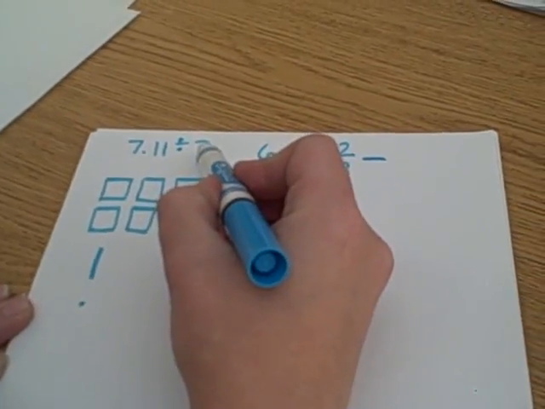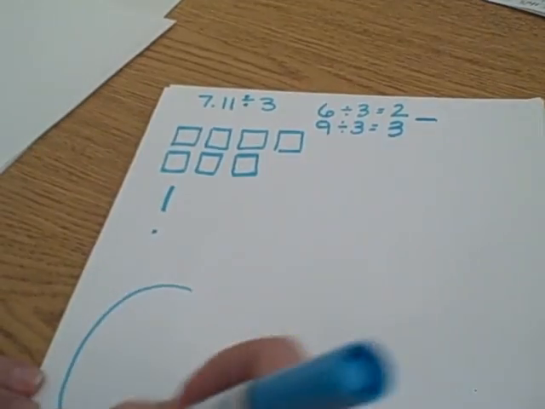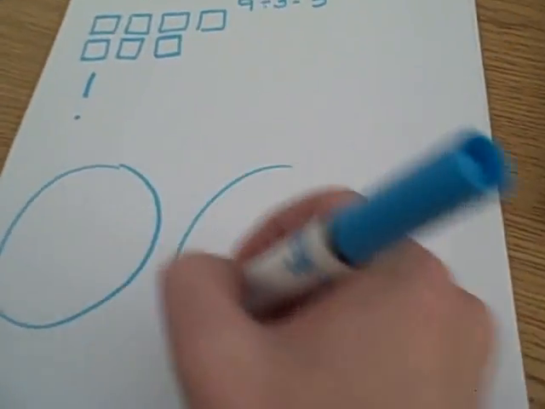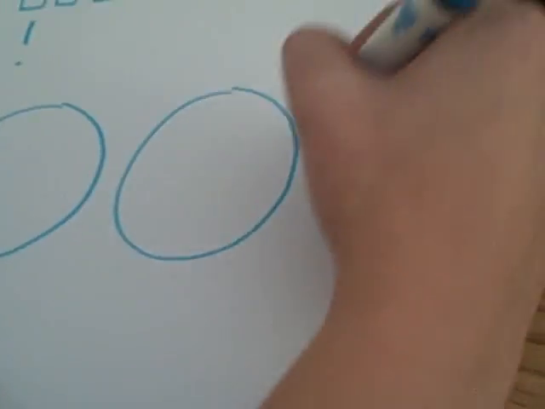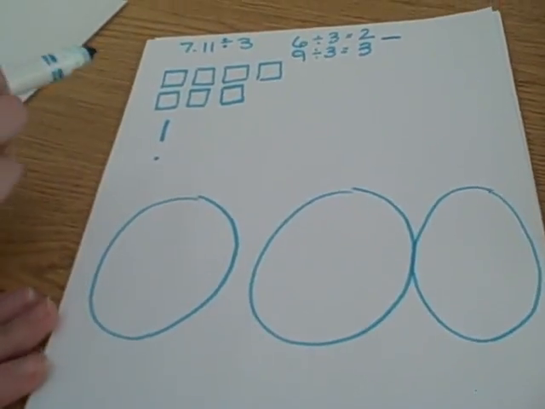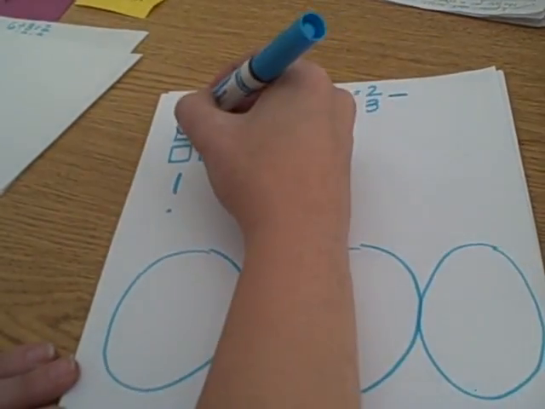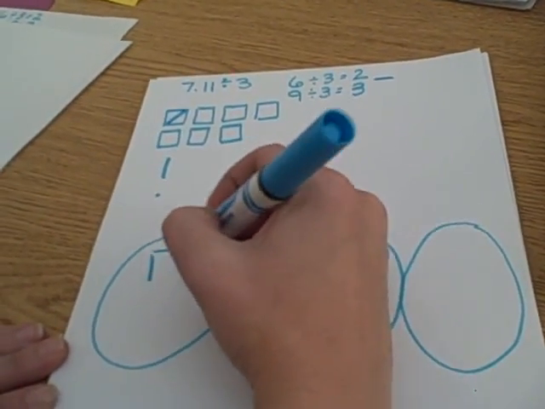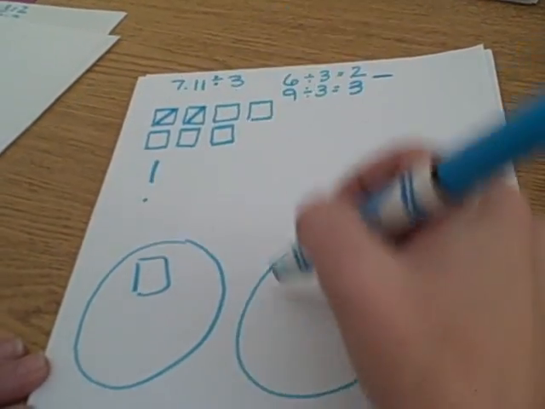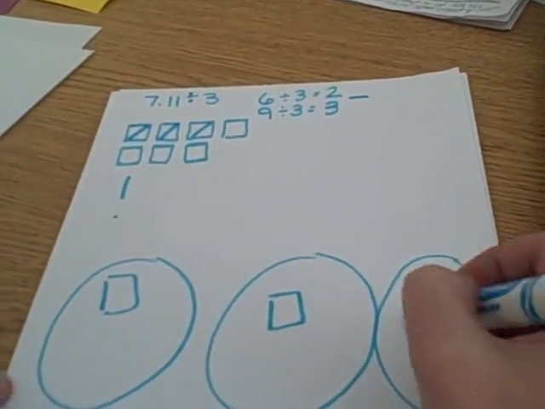I'm next going to look at this number 3 that tells me to divide it into 3 groups. I'm going to make 3 large circles. This tells me how many groups to divide it into. So first I'm going to split up my 7 wholes into my 3 groups. I'm going to start by putting 1 in each group, and I'm going to cross out my wholes as we go so I can keep track.